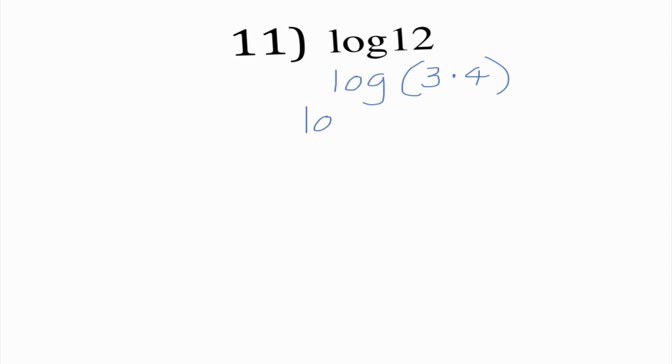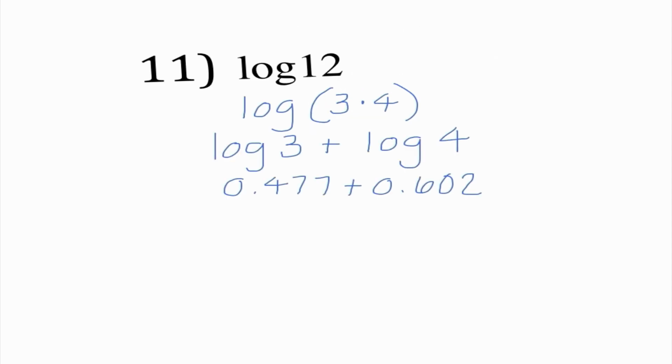At this point, I can go ahead and split this up. Since they were multiplied, I can use addition. Now that I have those split up as log of 3 and log of 4, I'm substituting in for log of 3 and log of 4, and I need to add these two decimal values together. And when I do that, I end up getting 1.079 as my answer.